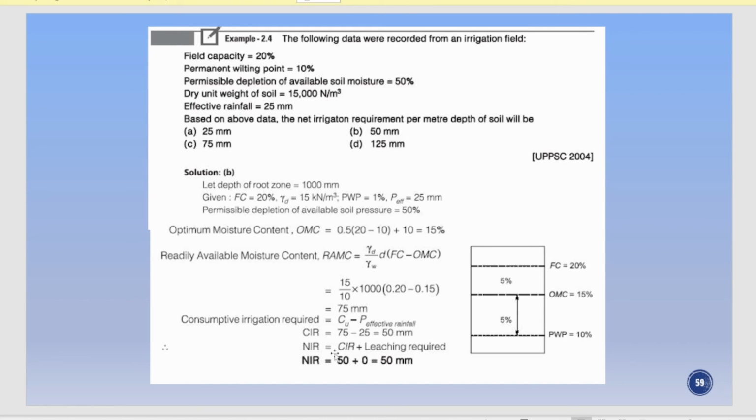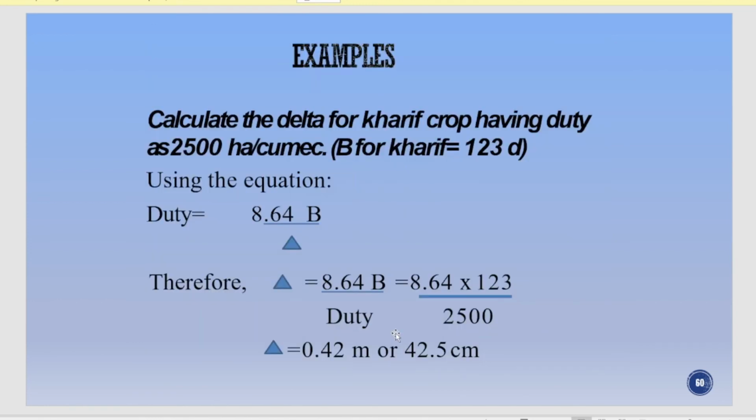So the net irrigation requirement will be equal to the crop irrigation requirement plus leaching water. Okay, as there is no leaching water requirement given here, we'll ignore it, and that's why NIR will be equal to 50 mm, which is the net irrigation requirement. Okay, so this completes some of the problems that we need to discuss on soil, water, and crop relationship. Okay, next we are going to discuss the problems on duty, delta, and base period. Okay, right.